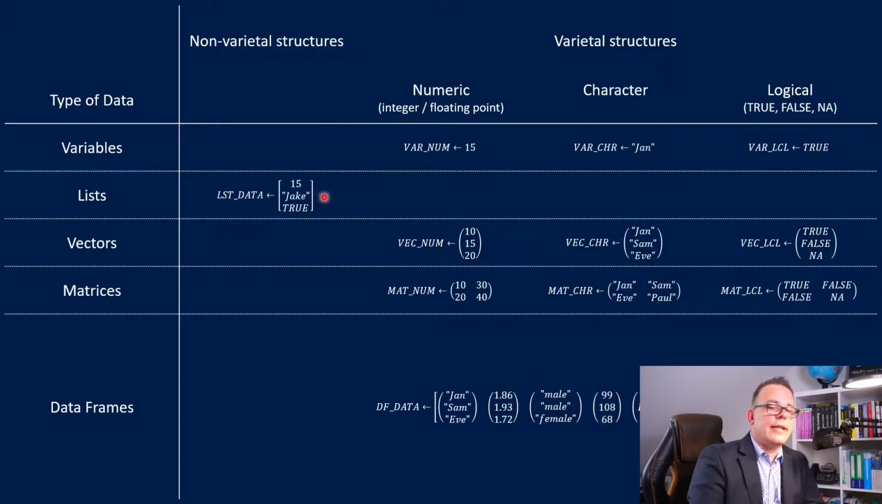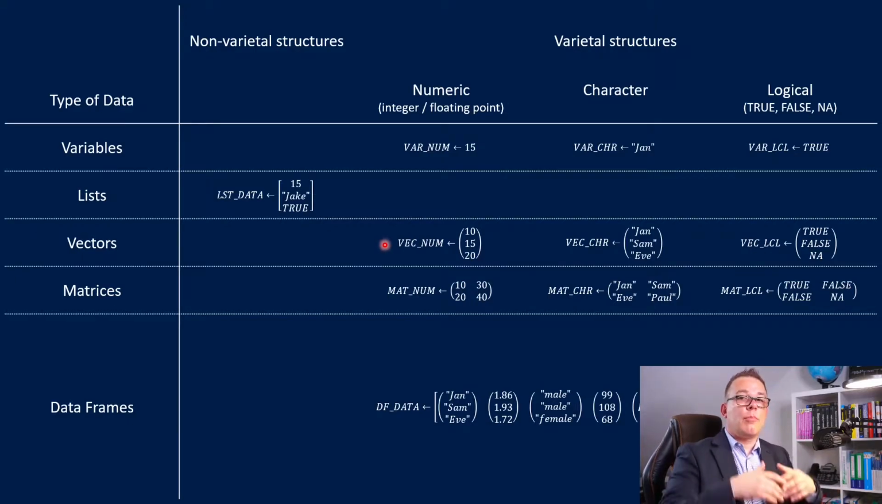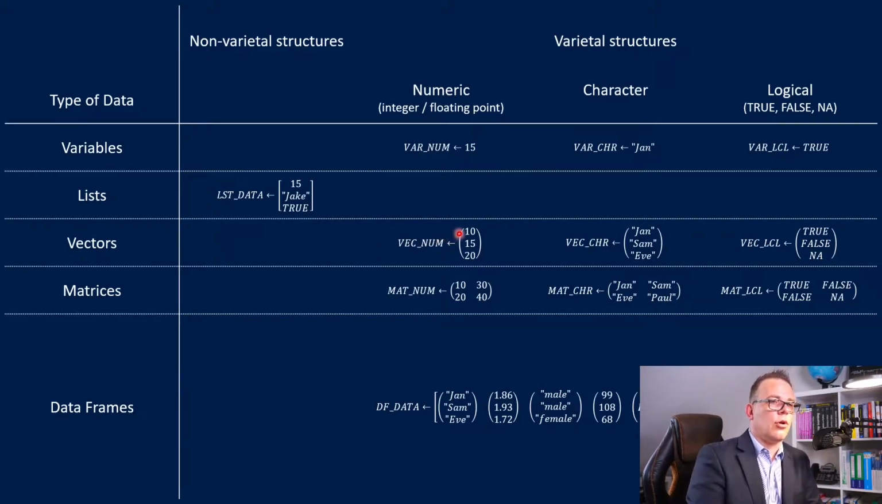Then there are lists. Lists are rarely used in R. Nevertheless, lists can mix all that. So lists can store a 15, a text, and a TRUE just in one list. That is non-pure. They can be mixed. This is not true for vectors. Vectors, again, must be pure. They can only store numerics like 10, 15, or 20. Or they can only store characters, Jan, Sam, and Eve. Or they can only store logicals like TRUE, FALSE, and NA. The same, of course, is true for matrices.